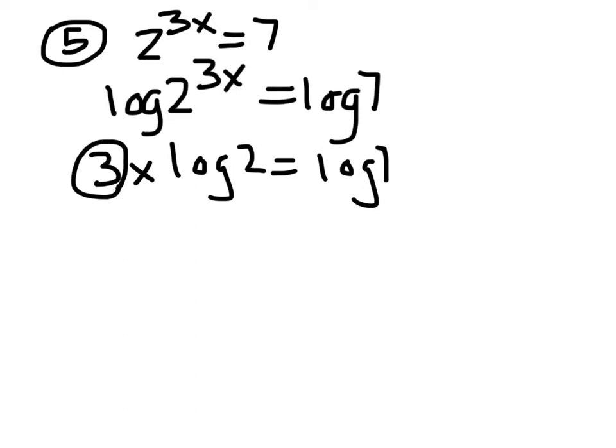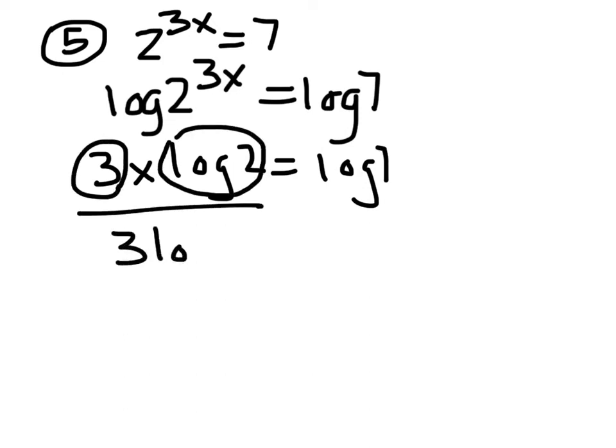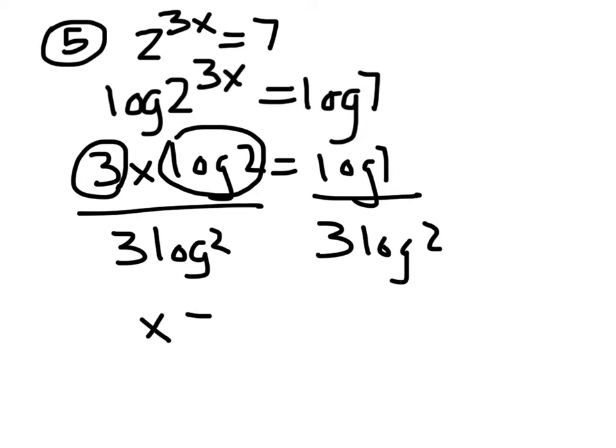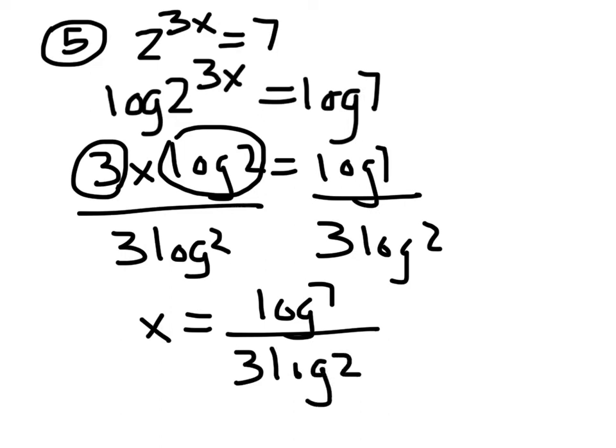And I'm going to divide by this and this to get the x by itself. So I'm dividing both sides by 3 times log of 2. So x is log of 7 divided by 3 times log of 2. And that's a fine answer. In fact, that's the exact answer.